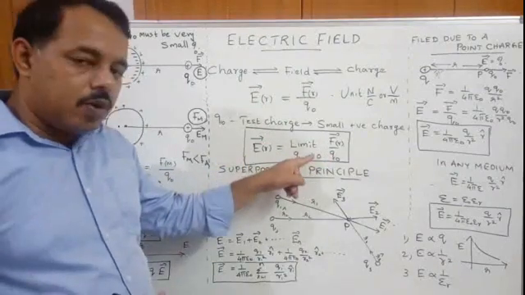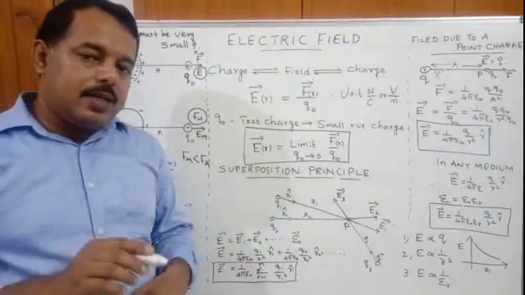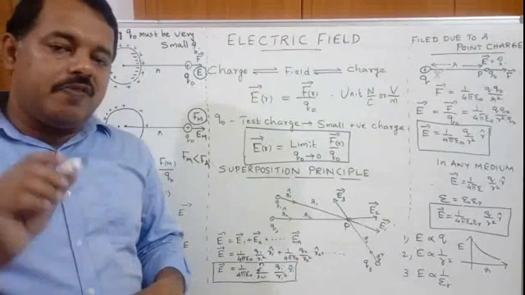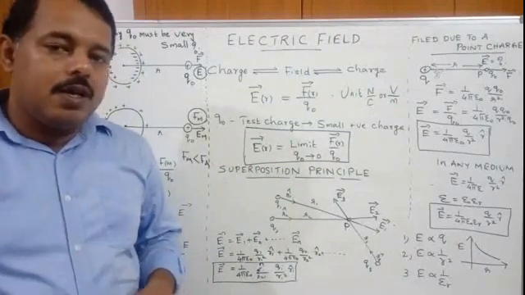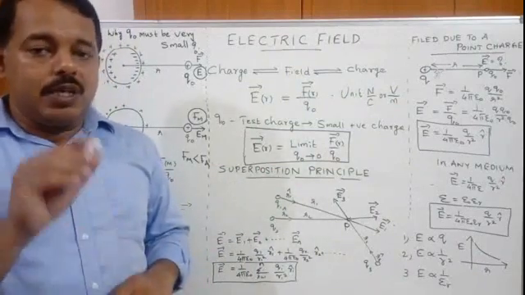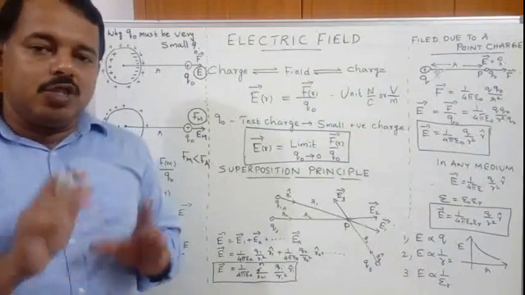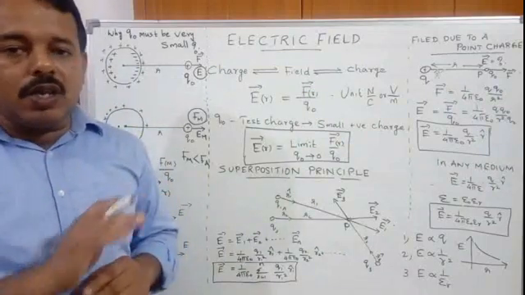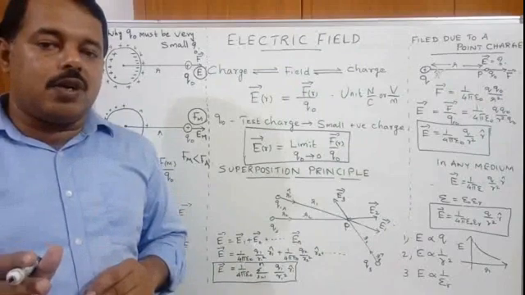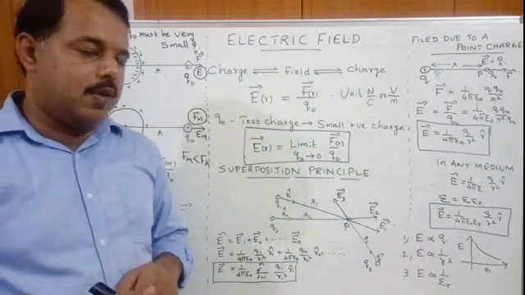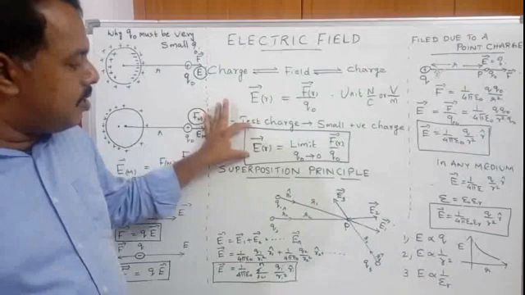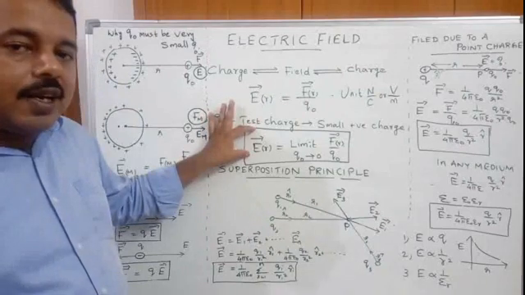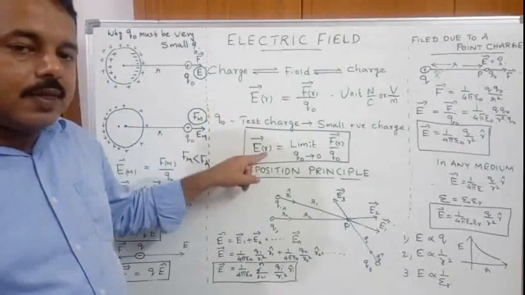Q0 tends to 0. What is the meaning of that? The test charge taken should be very small. It is not equal to 0, but it is tending to 0. Means it should be very small. It will not create any electrostatic effect on another charge distribution. So this can be considered as the general equation for electric field at any point.